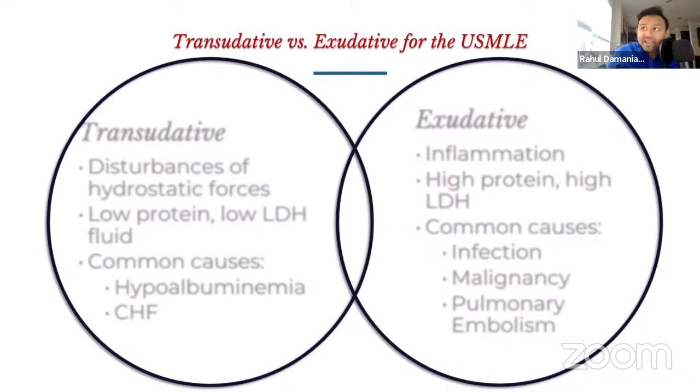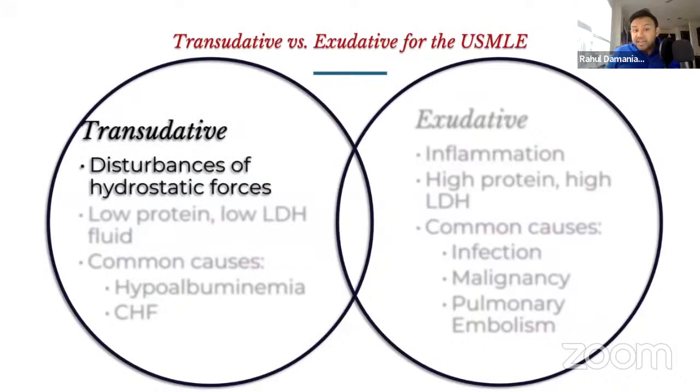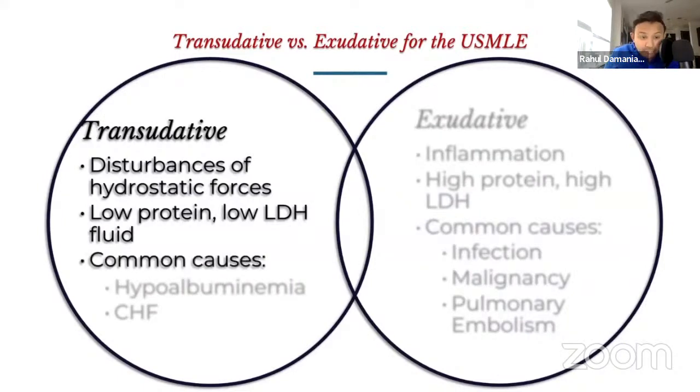When it comes to transudative fluid, this is due to a disturbance of hydrostatic forces. These patients are going to have low pleural protein, low pleural LDH, which is a non-specific marker of cell injury. Common causes of transudative effusions are going to be hypoalbuminemia as well as congestive heart failure.